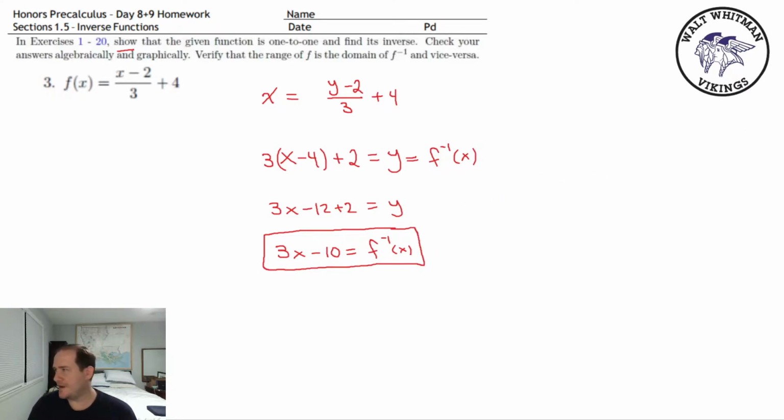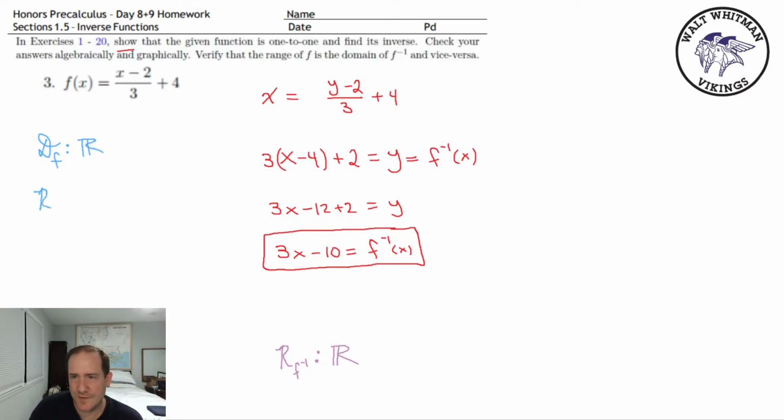Now there's a handful of tests we're supposed to do. The first test would be just to verify that the domain of the original function, which is all reals, should be the range of our new function. And of course it is, because this function again is just a line. So you know that the range of the inverse function will be all reals, which is good because we needed the domain of the original to become the range of the inverse, and it did.